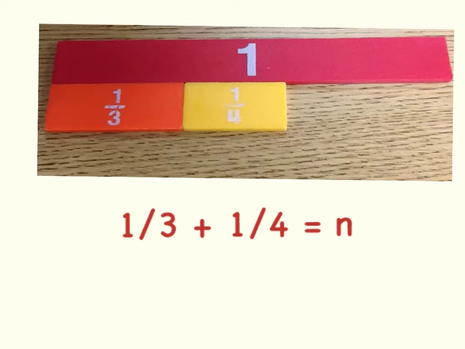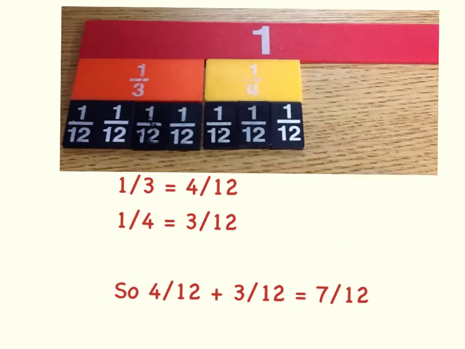This model shows you 1/3 plus 1/4 equals n. Again, you will have to make equivalent fractions having all of your denominators the same. I can trade 1/3 for 4/12, and I can also trade 1/4 for 3/12. Those are equivalent fractions. 1/3 is equivalent to 4/12. 1/4 is equivalent to 3/12. So 4/12 plus 3/12 equals 7/12.